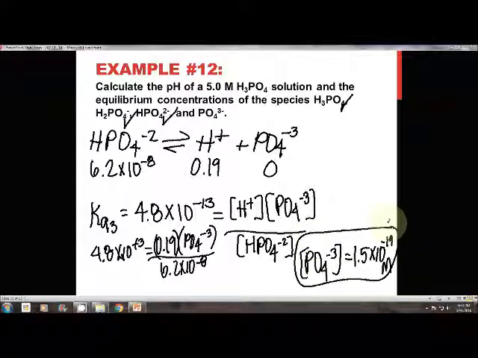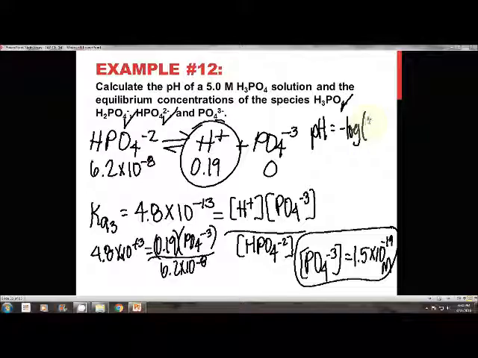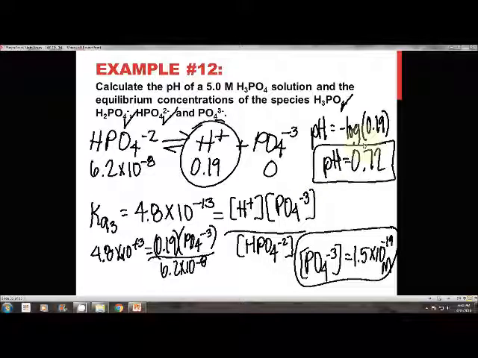But we do need the pH, which we have to go back and do. So for the pH, we're going to find the pH of specifically when we know what H plus is, which H plus has not changed at all. H plus has been the 0.19 the entire time throughout all of these super long calculations. So we can use that as the concentration to find pH. So we would take the negative log of the 0.19, and when you do that, the pH is 0.72. And that is our final answer.